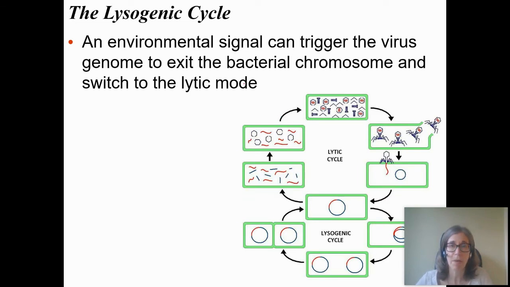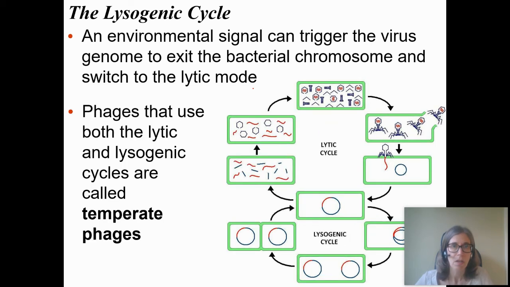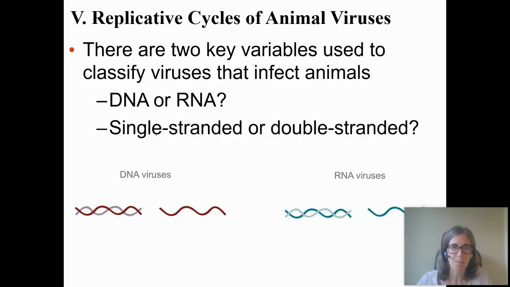But anyway, back to bacteria here, what can happen is that there can be some trigger to send this prophage that was sitting in the lysogenic cycle back into the lytic cycle and destroy the cell. Bad stuff. Okay, so temperate phages are viruses that can sort of go between the two cycles. Okay, replicative cycles of animal viruses.